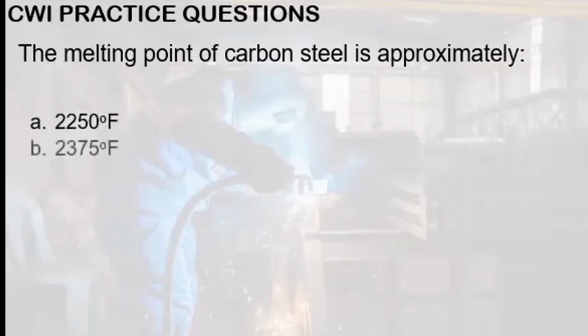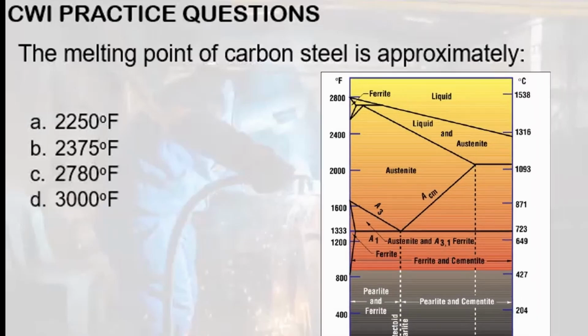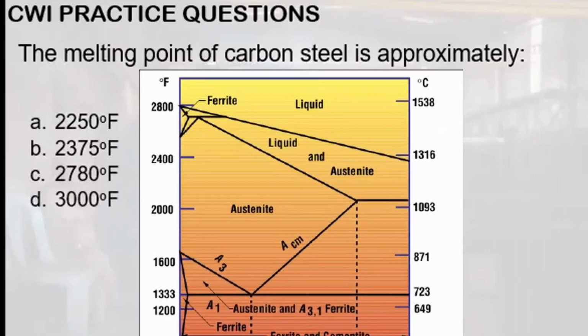2250 degrees Fahrenheit, B. 2375 degrees Fahrenheit, C. 2780 degrees Fahrenheit, or D. 3000 degrees Fahrenheit. If you look at the iron-carbon phase diagram, the temperature at which carbon steel turns into molten liquid is approximately 2800 degrees Fahrenheit, where you can see the line between the ferrite and the liquid. That means any temperature above it will melt the carbon steel.